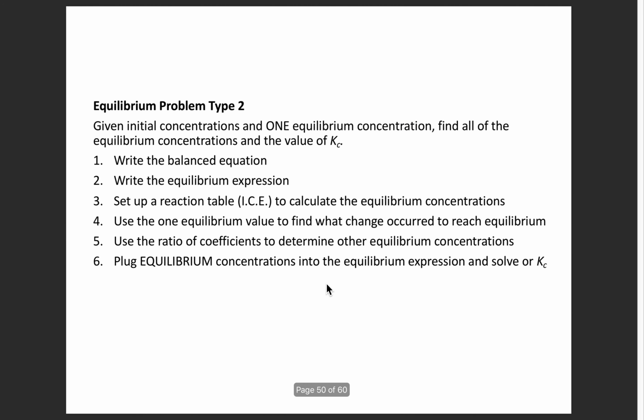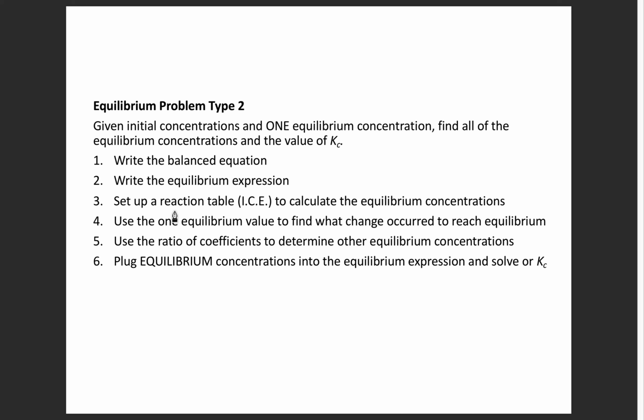Okay, let's move on to problem type number 2. If you're given the initial concentrations and one equilibrium concentration, find all of the equilibrium concentrations. Here are the steps for working something like this out. Number 1, you want to write the balanced equation. Again, easy enough. Number 2, write the equilibrium expression. By now that should be pretty easy.